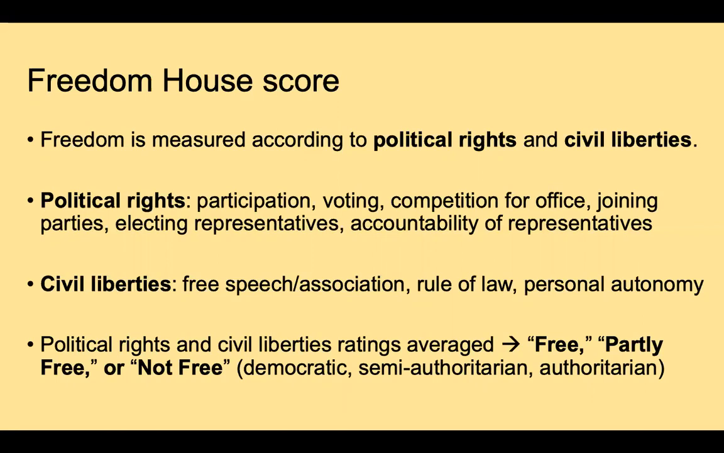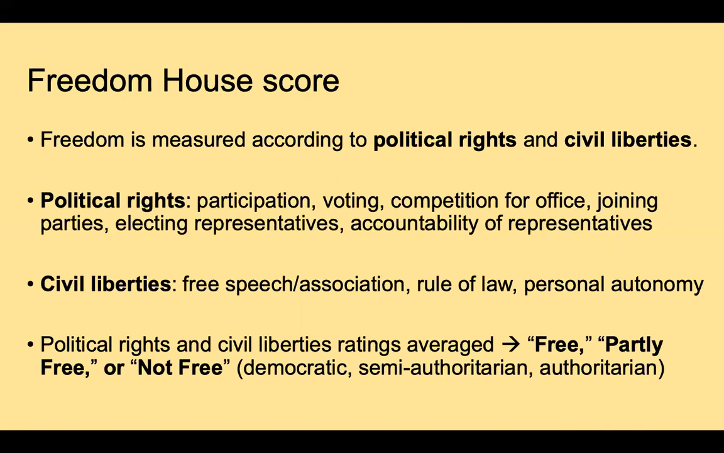The way this measure works is the political rights and civil liberties ratings are averaged, and those averages correspond roughly to 3 categories according to where those averages fall: free, partly free, or not free. And this essentially corresponds to democratic, semi-authoritarian, and authoritarian regimes.